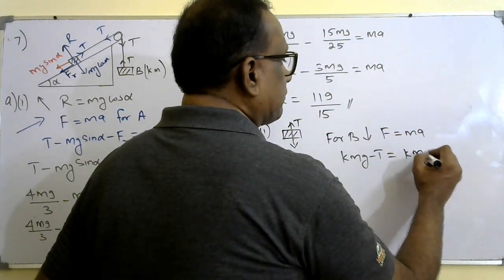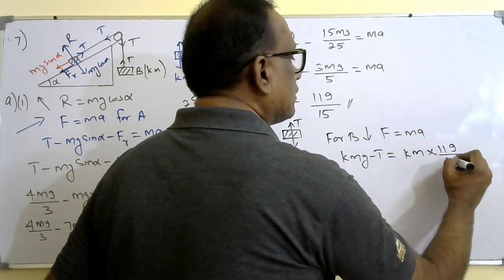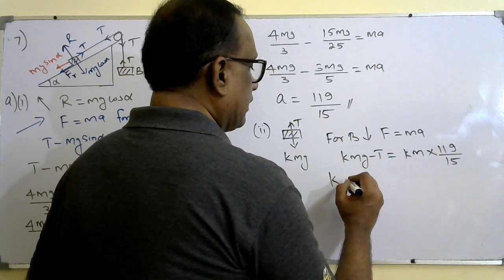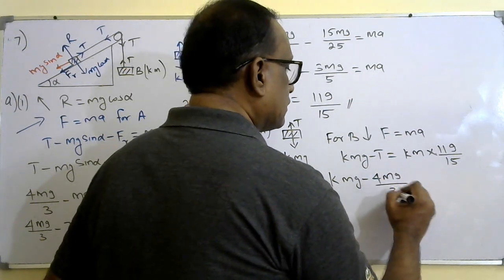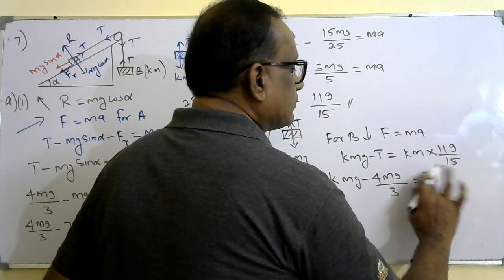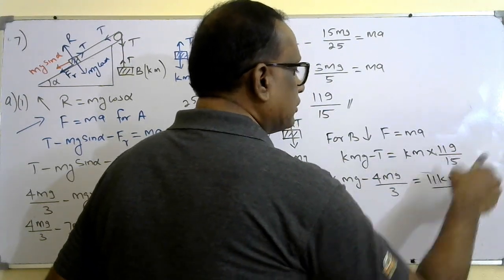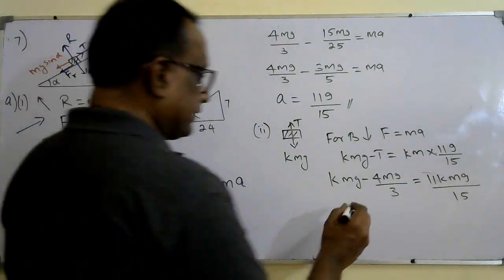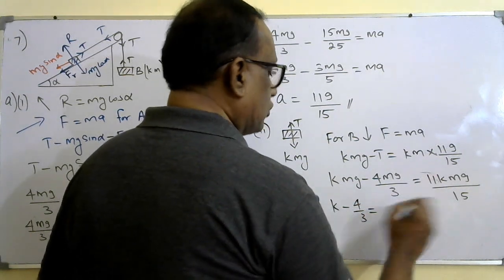Equals Km times a. For a I can substitute 11g over 15. Tension is given 4mg over 3. So Kmg minus 4mg over 3 equals Km times 11g over 15. Okay, so all the mg will get cancelled. Finally remaining will be K minus 4 by 3 equals 11K over 15.